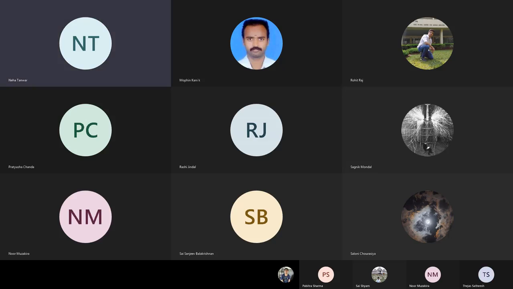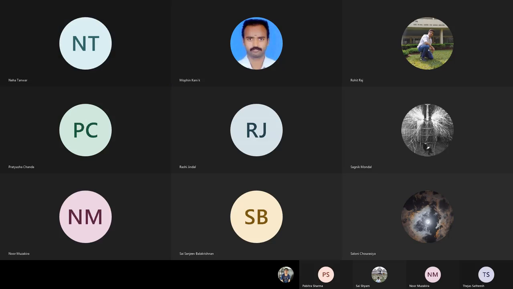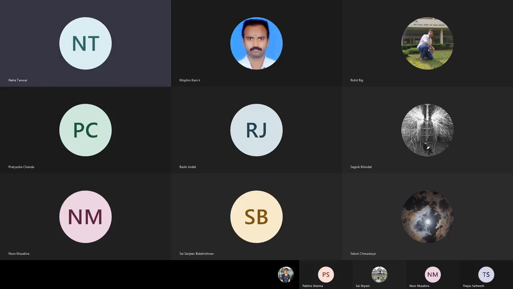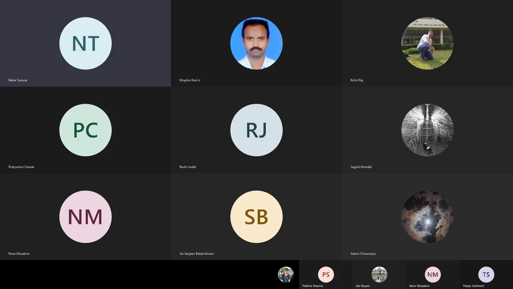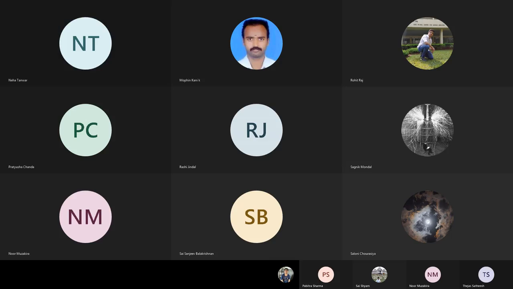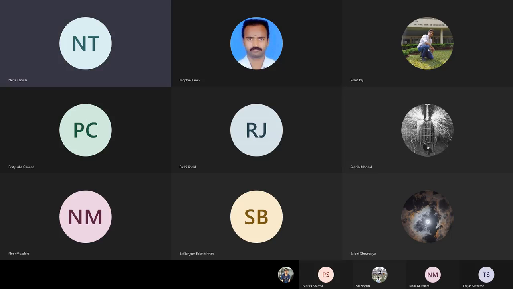Can you see the screen? Okay. I hope it's visible. I was drawing the spectrum of the solar radiation. Okay. And this part is actually the energy surplus area.